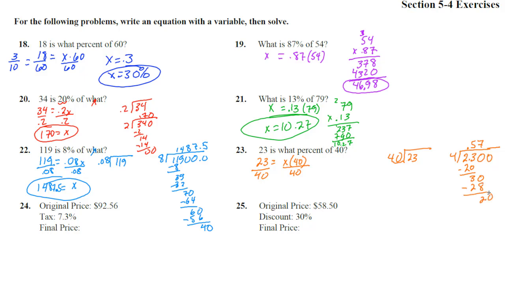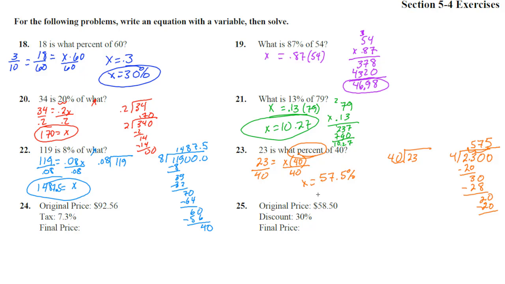Better take another 0 there. 4 goes into 20 5 times. Oh, that's nice. It stopped on us. 0.575, and it's asking for that as a percent. So we move the decimal 2 places, and it is 57.5%. It's 0.575. Great.